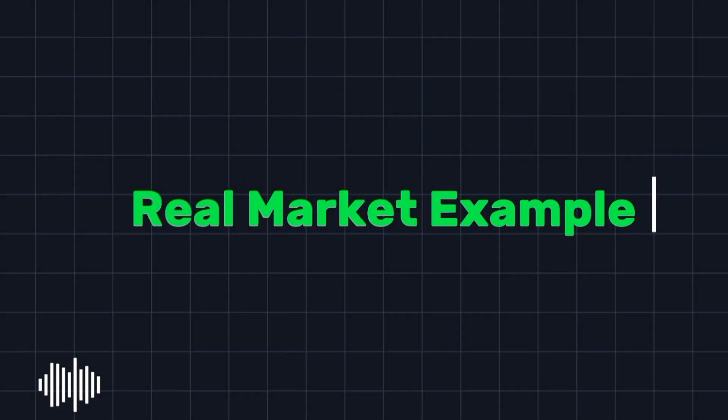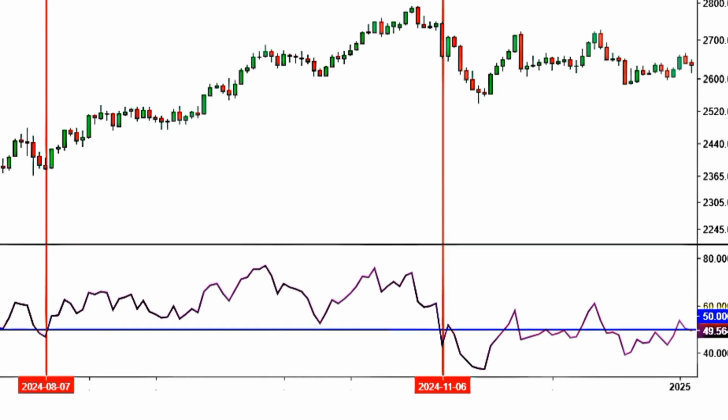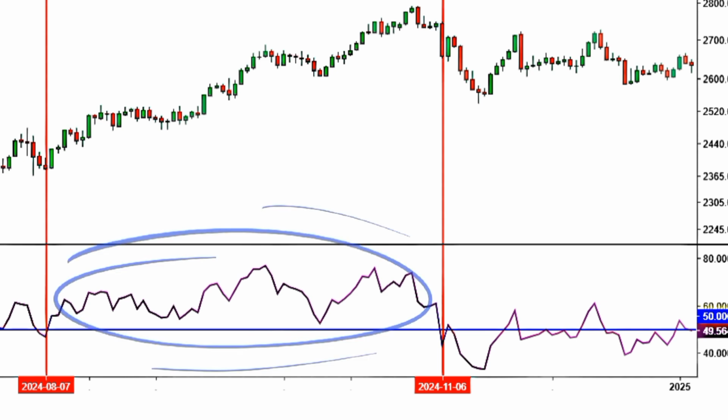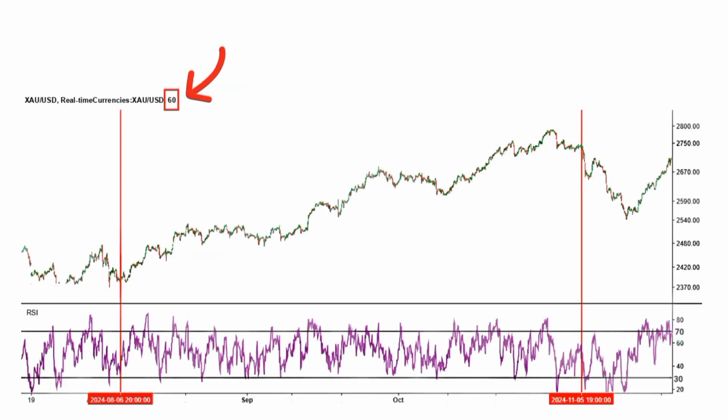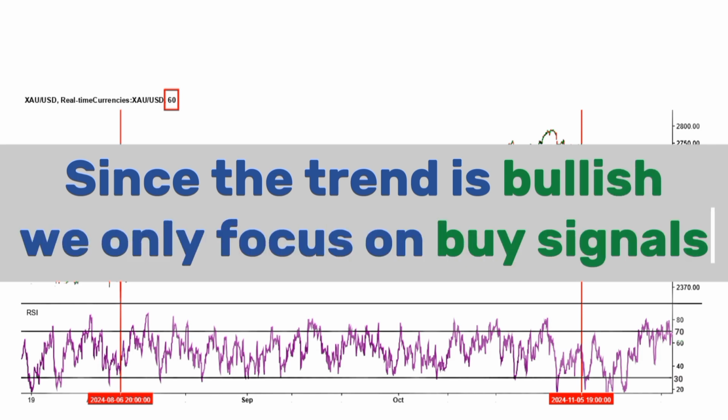Real market example. This is the gold chart. We start by identifying the trend in the daily timeframe using the 50 level on the RSI as our reference. From August 7, 2024, to November 6, 2024, the RSI remained above 50, indicating an uptrend. Once the trend is determined, we look for confirmation of the entry point by switching to a lower timeframe, specifically the 1-hour chart. Since the trend is bullish, we only focus on buy signals.